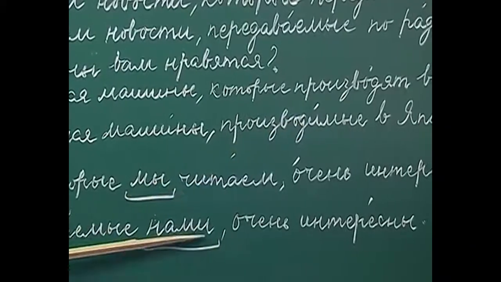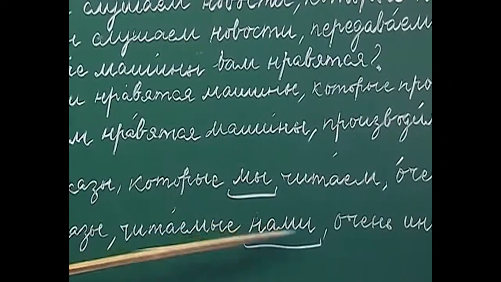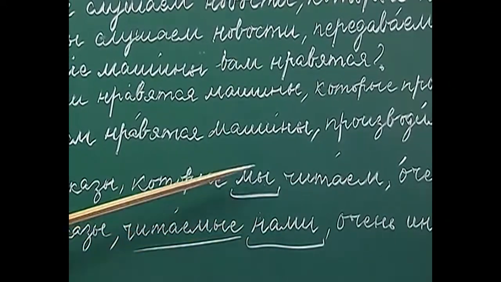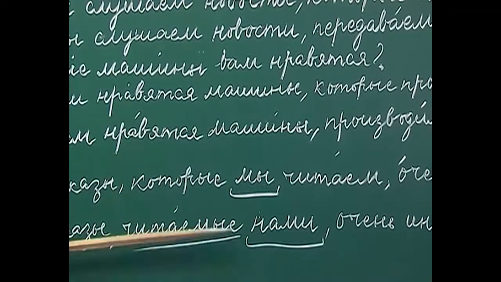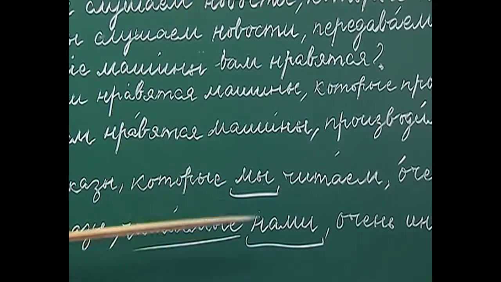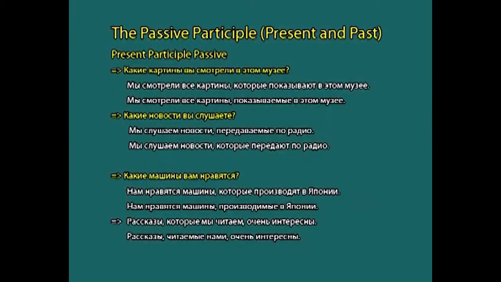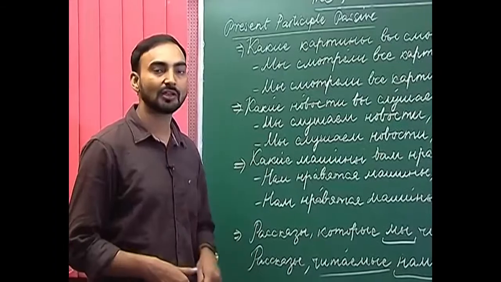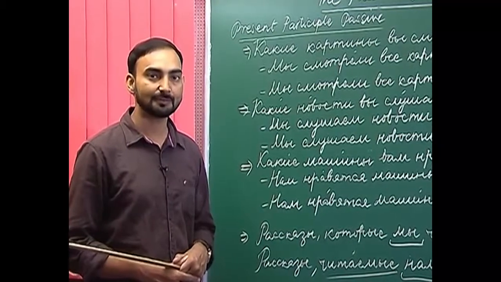Here as you can see, we have changed мы into нами, which is the instrumental case. Why? Because мы is the performer of the action, and whenever we use a present passive participle, we use the performer of the action in the instrumental case. So, this is about the present participle passive. Now, we will discuss the past participle passive.